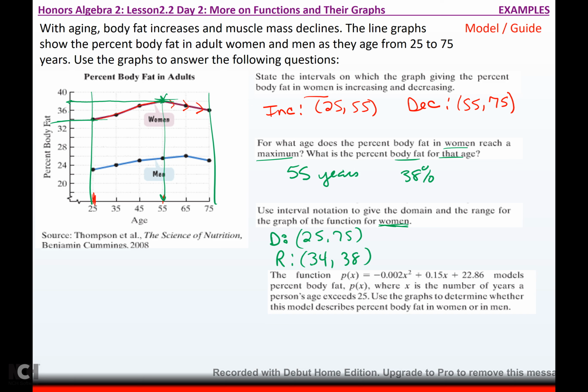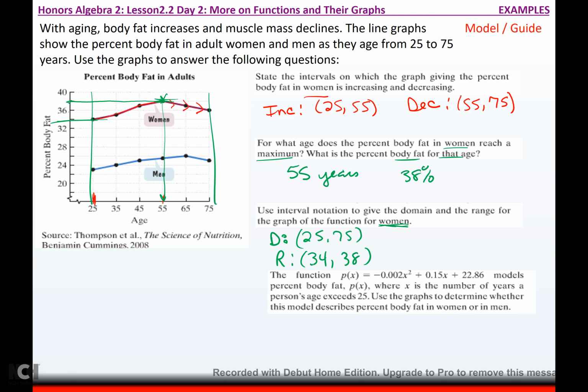And it says the function p of x equals negative 0.002x squared plus 0.15x plus 22.86 models percent body fat, p of x, where x is the number of years a person's age exceeds 25. Use the graphs to determine whether this model describes percent body fat in women or in men. Well, it's very simple. You just pick a point and plug it in and see how true it is.